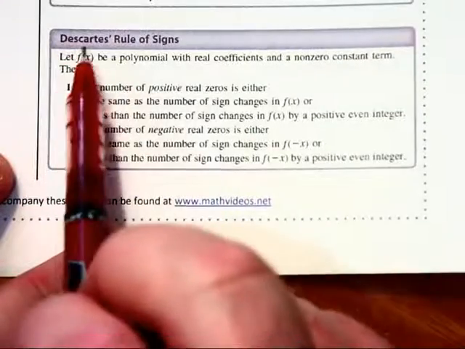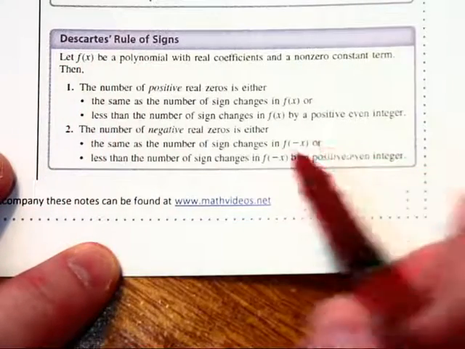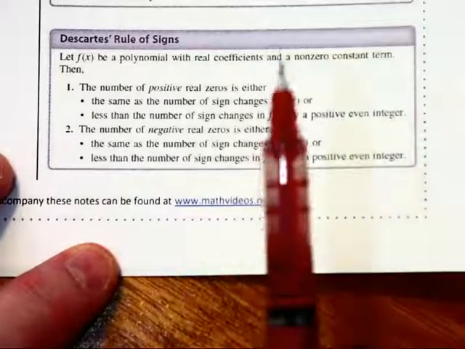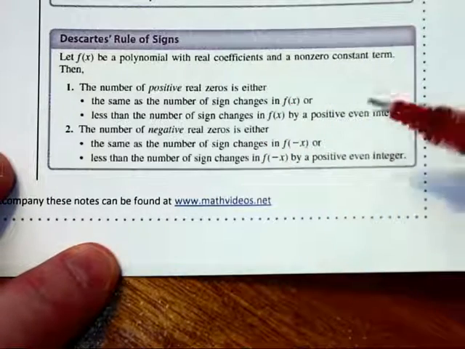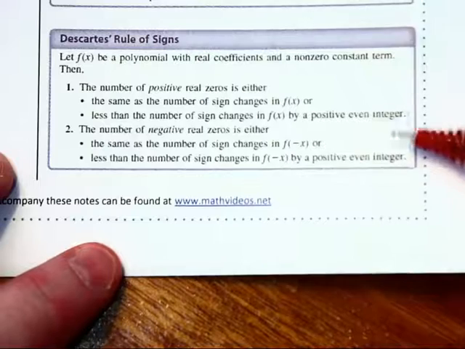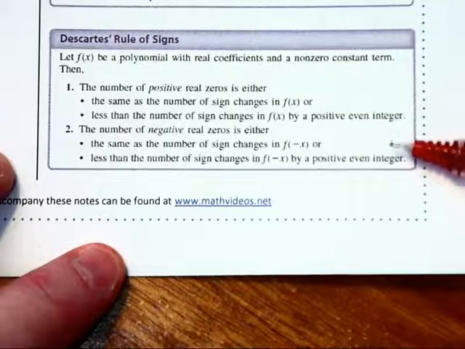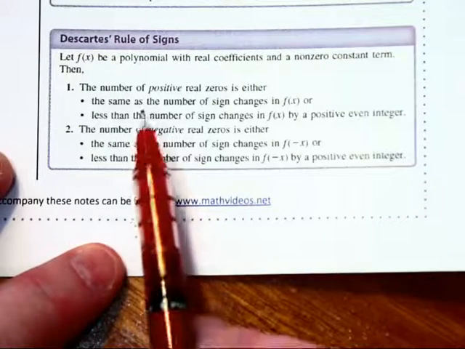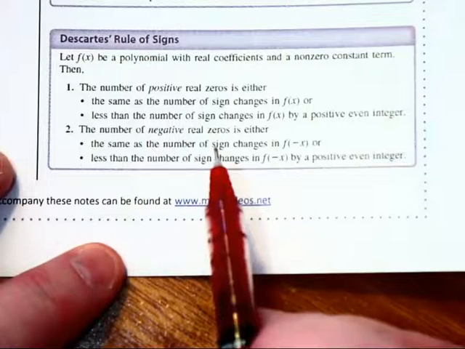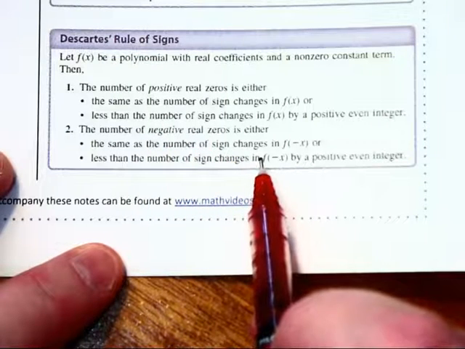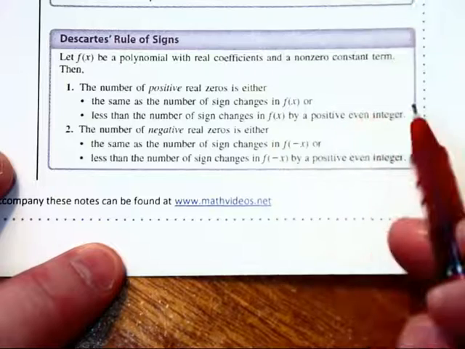Let's take a look at Descartes' Rule of Signs. It's kind of an interesting theorem that basically doesn't tell us what the zeros will be, but whether we will have positive or negative ones. So basically what we do is we start by looking at the number of sign changes of a polynomial, and we count the number of sign changes.